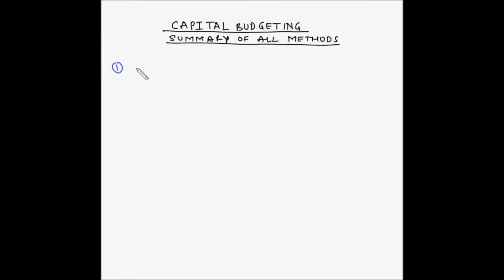So the first one we'll look at is payback period. The payback period is defined as the number of years required to recover a project's cost. So let's consider this cash flow: 0, 1, 2, 3: minus 1000, so this is the cash outflow, then 500, 300, 200.